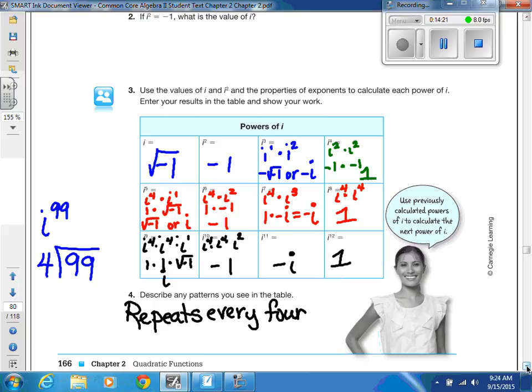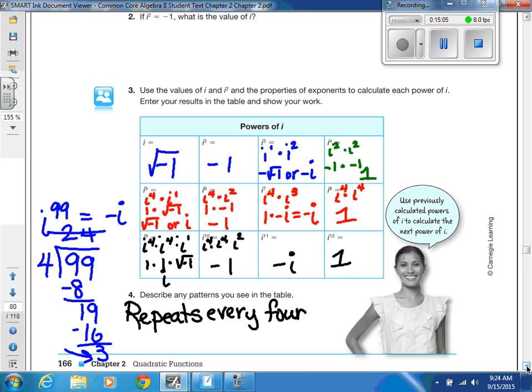Okay, so if it's about the remainder, then this means we have to divide like the old-fashioned way, because we need to know the remainder. So 4 goes into 9, 9 times. 4 goes into 99, 24 times. I don't care about this. I care about that. If i to the 99th has a remainder of 3, then what is i to the 99th equal to? Negative i. Exactly.